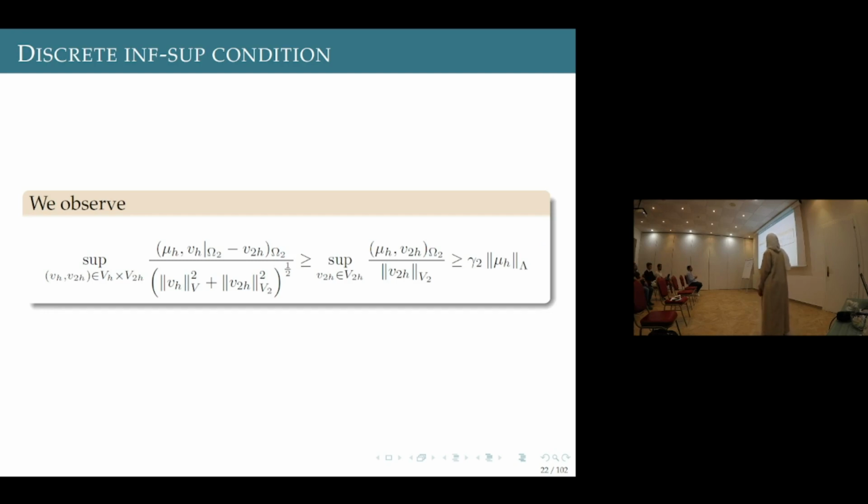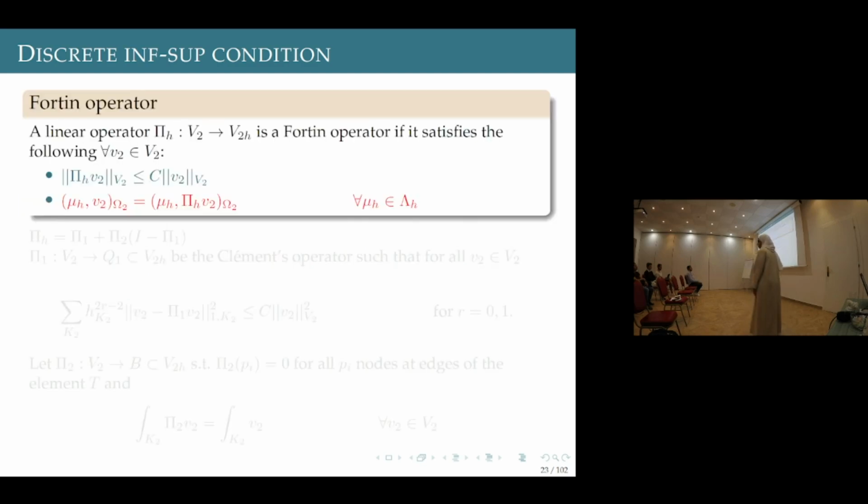Starting with the proof, we see that this supremum over the pairing H and V2H is greater than the supremum over V2H. So if we can find this bound in here, that means the M-sub is satisfied. We will do that by building a Fortin operator, using the Fortin trick. A Fortin operator is a linear operator that satisfies this blue condition in here, the H1 norm of pi H V2 is bounded by the H1 norm of V2, and then the red condition in here, which is the L2 scalar product of mu H and V2 minus pi H of V2 equal to 0 for every mu H in lambda H.